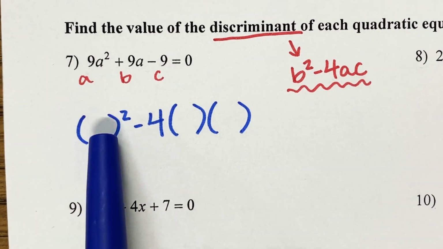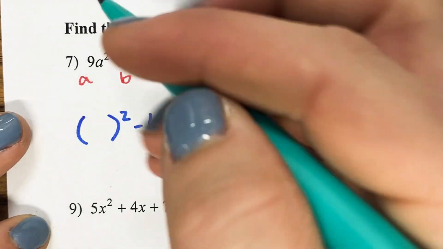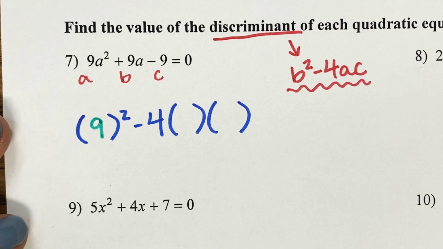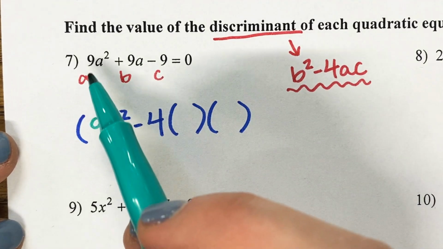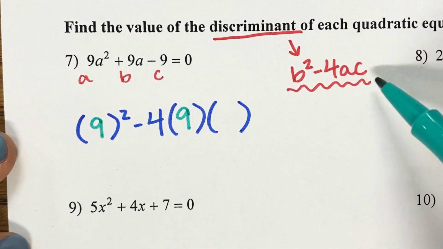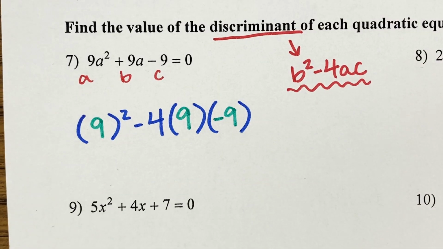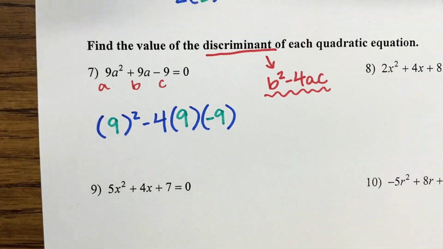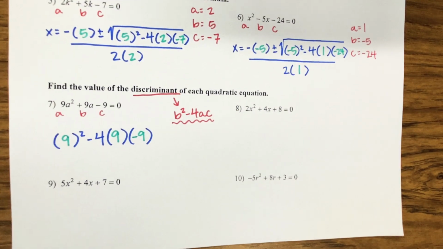What is my B for B squared? That is a positive 9. Minus 4 times a. My a goes here. A is also 9. Times c, right? And my c is negative 9. Okay, so this is where we are actually going to solve it. So I'm going to zoom out so you guys can see what I'm doing on my calculator.